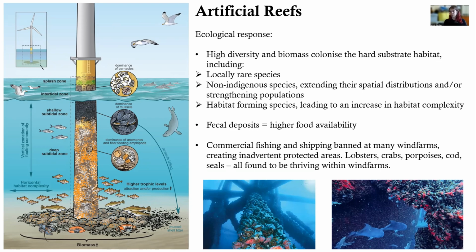You get non-indigenous species which can extend their distributions or strengthen their populations. You get habitat forming species, which leads to an increase in habitat complexity, and then the fecal deposits mean high food availability as you go higher up the food chain. So for all levels of the food chain, it seems to be very positive.